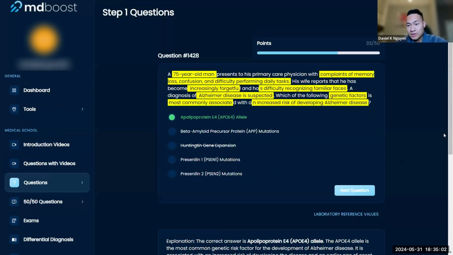So, kind of a difficult one, because these three are actually early onset and familial, but this apolipoprotein E4 allele is going to be kind of the general population, older onset Alzheimer's.